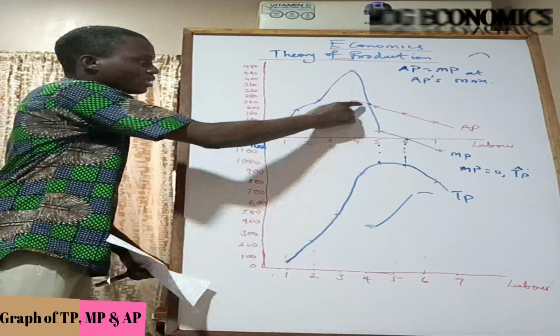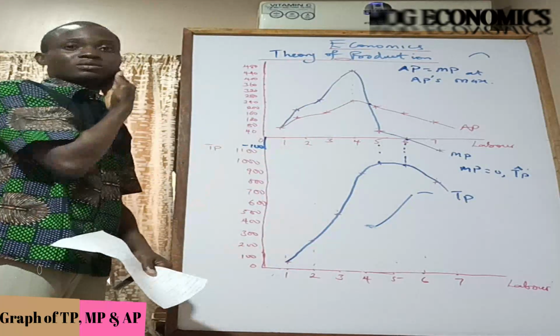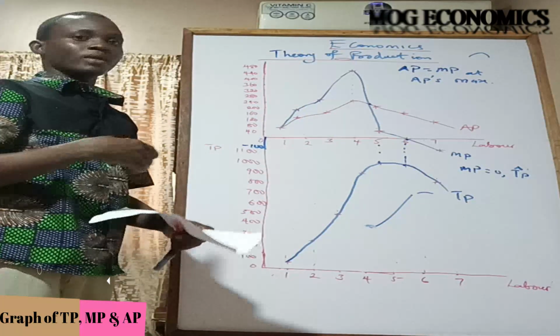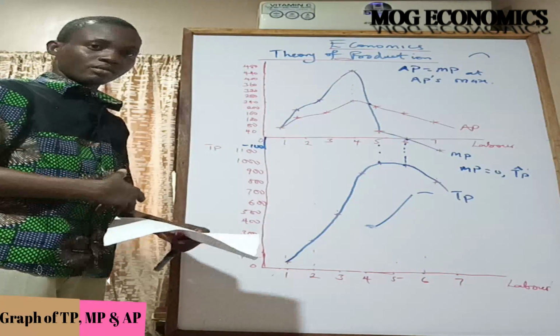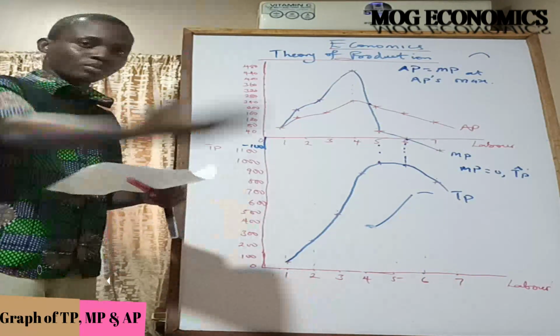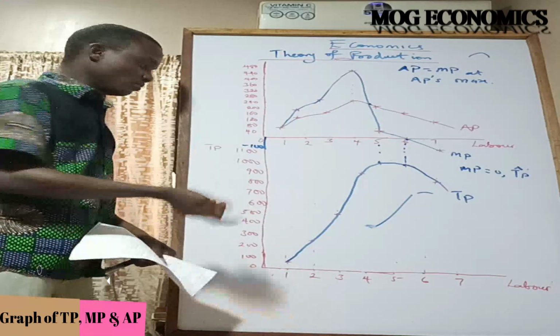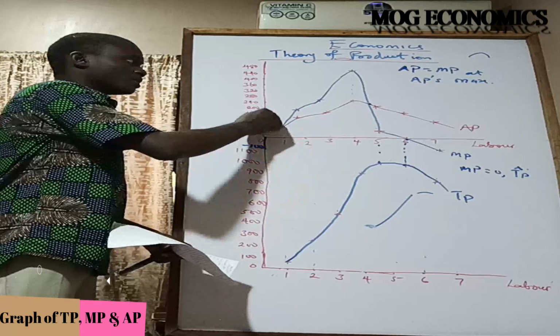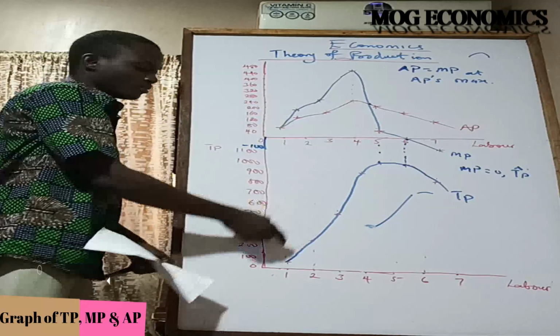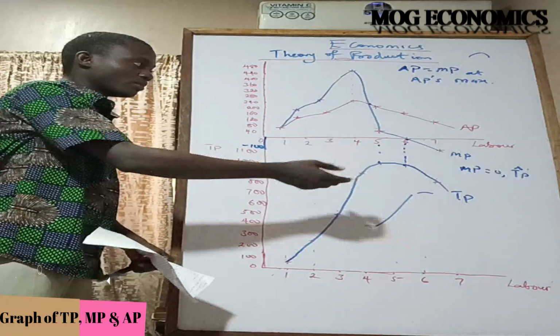So MP is the one that comes first, because I used to correct students when they're writing these things. They've been writing as TP is rising, MP is rising. Like, what's this? MP is the first thing, right? So TP is what happens after MP has happened. So as MP is rising, TP is increasing increasingly, or at a faster rate.